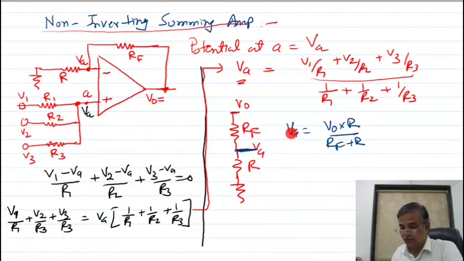So I am putting this value in this equation. Look here. I am putting this equation here. So as you put this value here, this potential is nothing but the total voltage VO multiplied by this resistance upon total, because you are asking across this. Now put this value here.